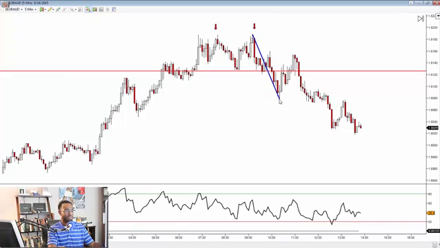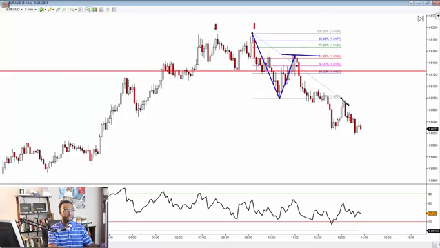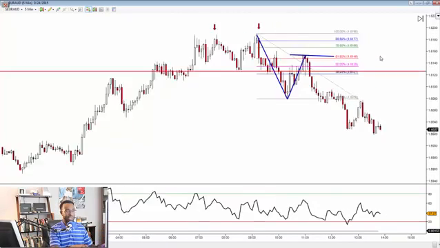We're looking for the break and close below structure, and we're looking for the retest and a chance to get short at the 618. Fibonacci retracement, swing high to swing low, bada boom, bada bing, 618 right up there.